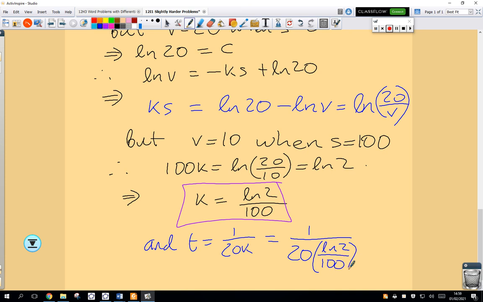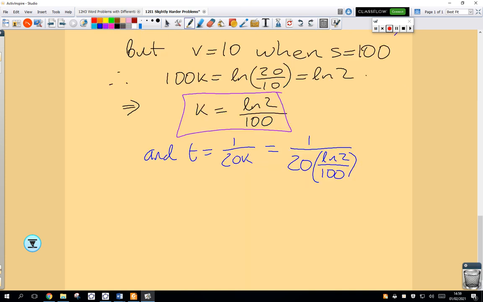Okay, and that's pretty simple to work out. That's going to be 1 over 20 times the natural log of 2 over 100. 20 over 100 is 1/5. And then 1 over any fraction is just the reciprocal of that fraction. So my final answer is the time is equal to 5 over the natural log of 2.